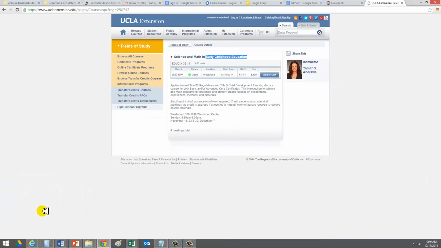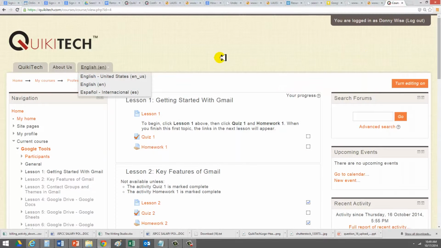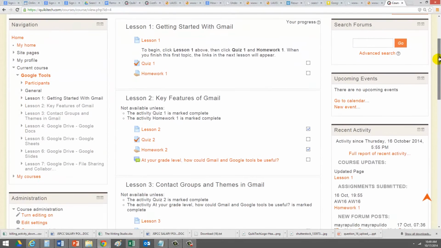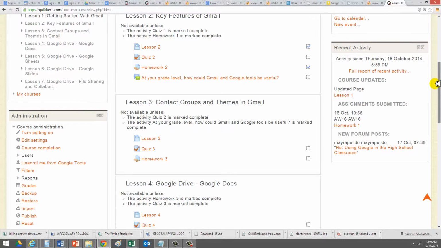Okay, so now let's jump really quickly over to Quikitech, and I just want to show you a few things with Quikitech. This will be quick, but it's important for you that you get these concepts and do these tasks at the beginning of your experience with Quikitech.